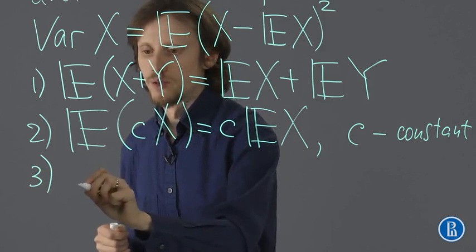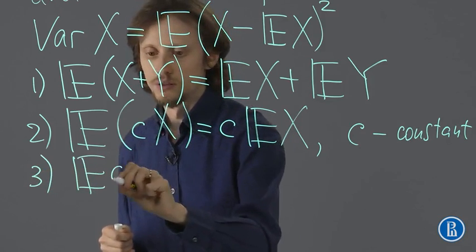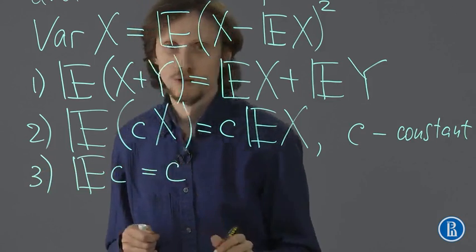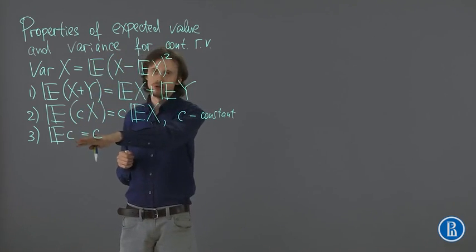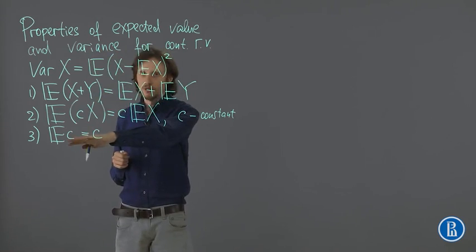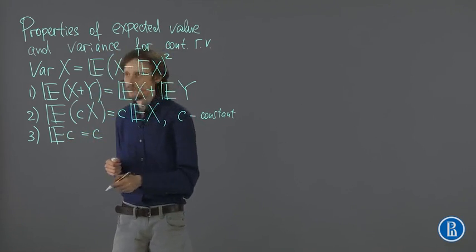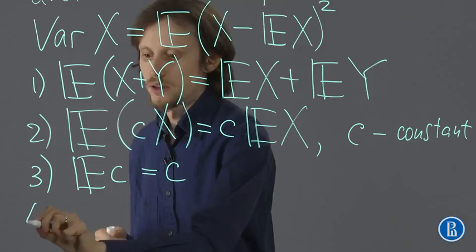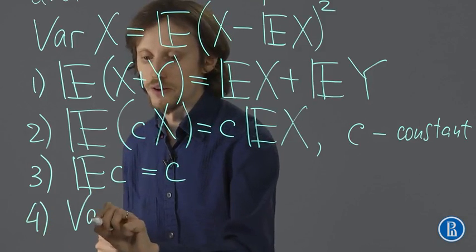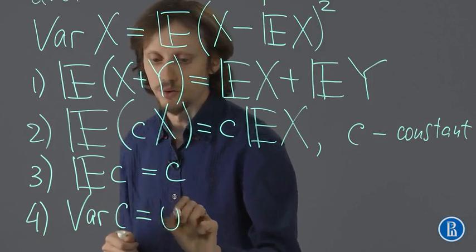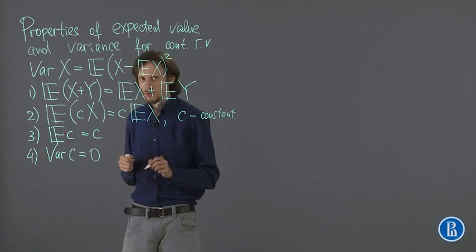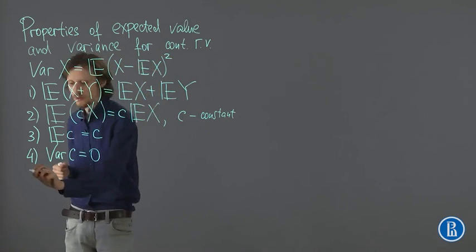By the way, expected value of a constant is a constant. This is very similar to the corresponding property of discrete random variables, and the proof is obvious. It follows immediately that variance of a constant is equal to 0. It is useful to discuss how to find expected value of a random variable that is a function of another random variable.